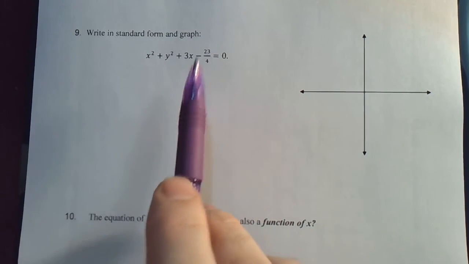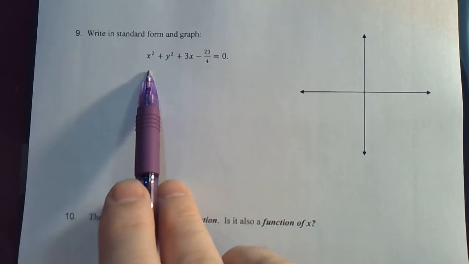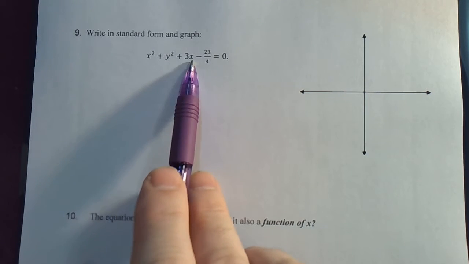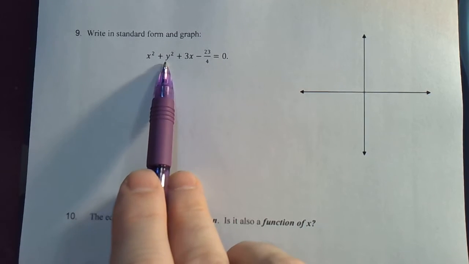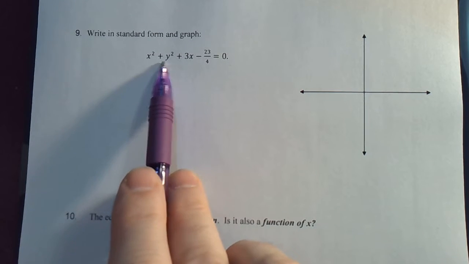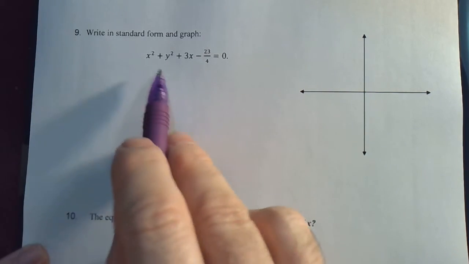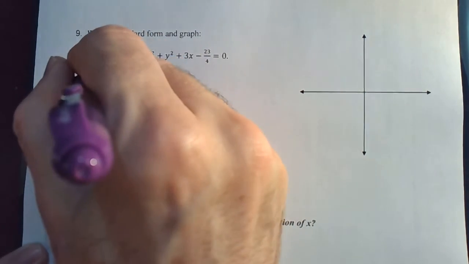So the good news is, let's see, what is the good news? There's no y term. There's a y squared, but no other y term. So we're only going to have to complete the square once in x. We don't have to complete the square in y. You'll see why. Let's put x squared plus 3x.